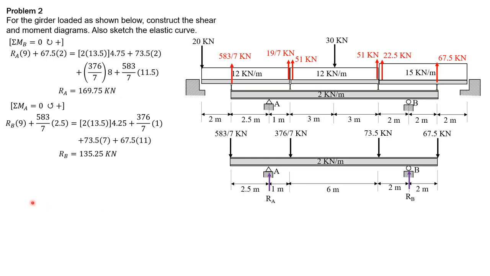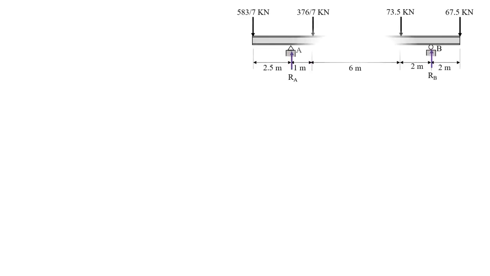Then, as I said, perform the customary check, summation of forces in Y. I leave that to you because I already checked it. Then it should be equal to 0 before we construct the shear and moment diagram, which will be presented on the next slides. Continuation of the construction of the shear moment diagrams for the girder.